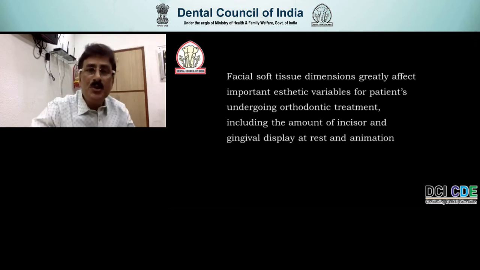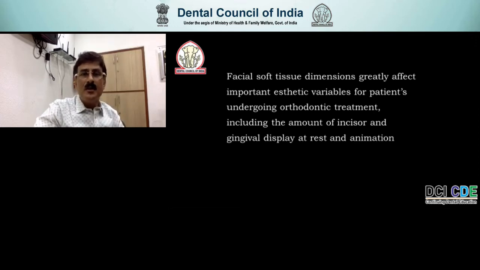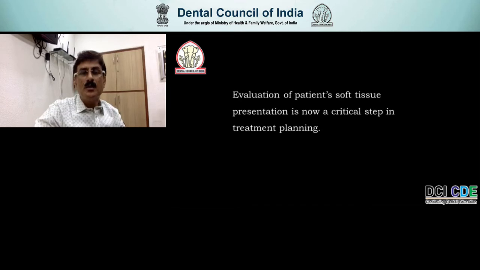Now, facial soft tissue dimensions. We examine the lips in particular, because the most important aesthetic feature is the tooth to lip relationship and lip to lip relationship. The soft tissue dimensions greatly affect important aesthetic variables of patients undergoing orthodontic treatment, and we must examine them thoroughly. Evaluation of patient soft tissue presentation is a critical step in planning. Of course, we lack a credible soft tissue measurement system, a facial measurement system.